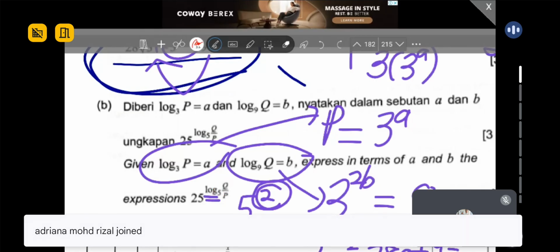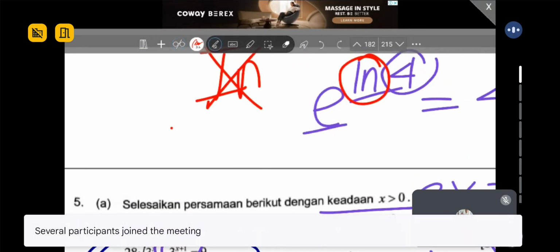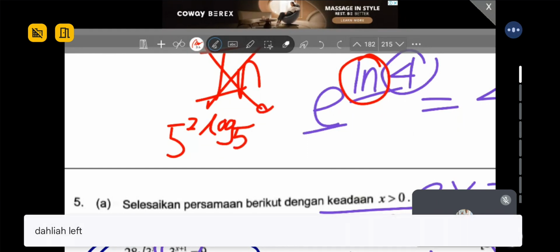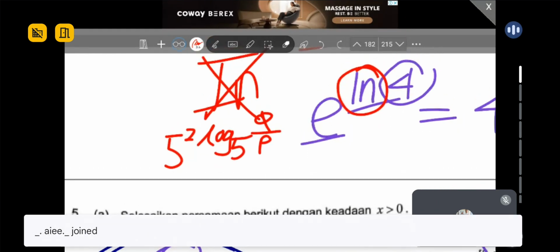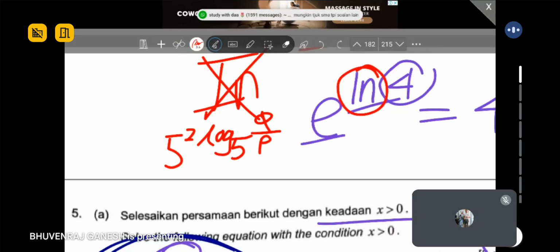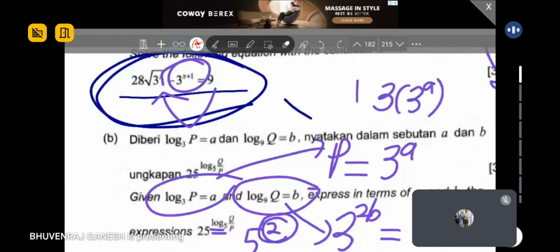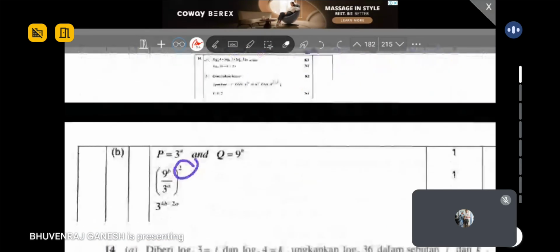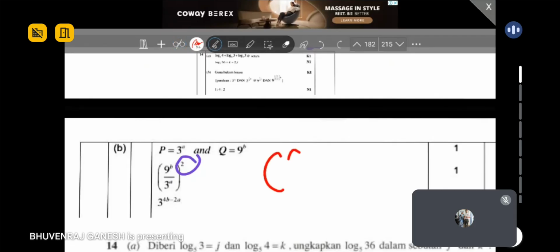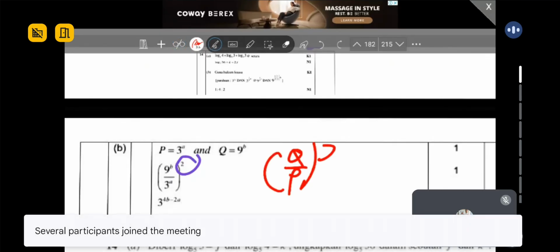5. So 25 boleh tulis sebagai 5 kuasa 2. So you have something like this lah. 5 square log 5 Q over P. So apa hukum dia kata guys? What does the rule say? 5 log 5 potong. Jadi cancel. Okay, that's why kamu ada Q over P kuasa 2. Okay, yang ni adalah Q over P power 2.